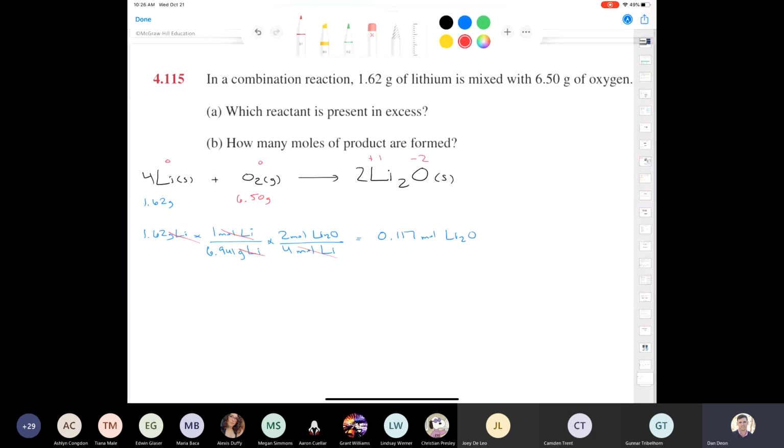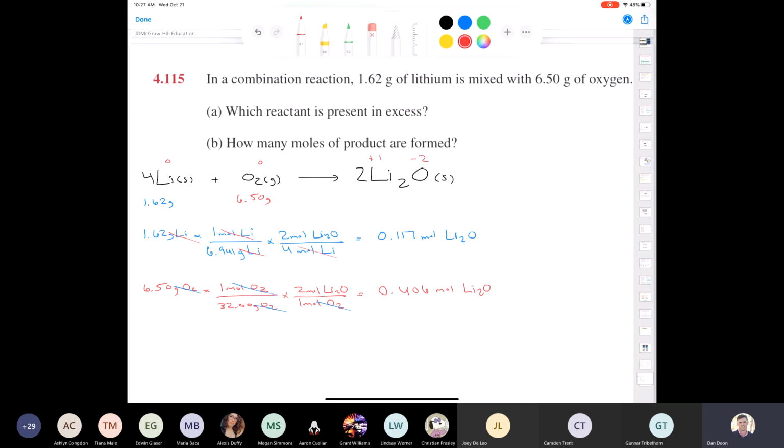Let's do the exact same thing for our oxygen. We have 6.50 grams of oxygen. I know that in 1 mole of oxygen, I have 32.00 grams of oxygen, and I know that when I consume 1 mole of oxygen, I form 2 moles of lithium oxide. Double check my units. These cancel, this cancels, and I'm left over with the number of moles of lithium oxide, which would be 0.406 moles of lithium oxide.